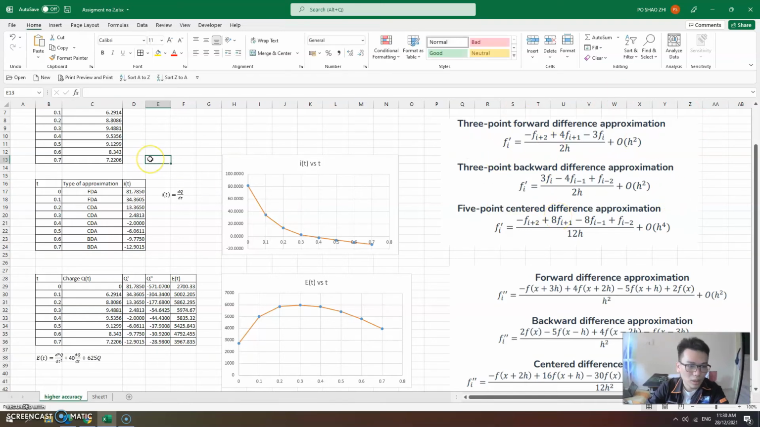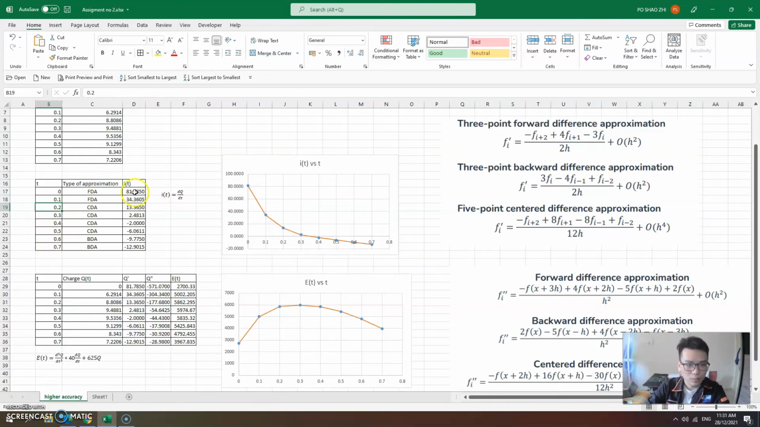In order to get the highest accuracy, you can do FDA for the first 2 points, because in order to do CDA, we require 5 points. Like for 0.2, for example, we need to have 0 until 0.4. So we cannot perform CDA for the first 2 points. But for 0.2 until 0.5, we can do CDA. Then for the last 2 points we do BDA.